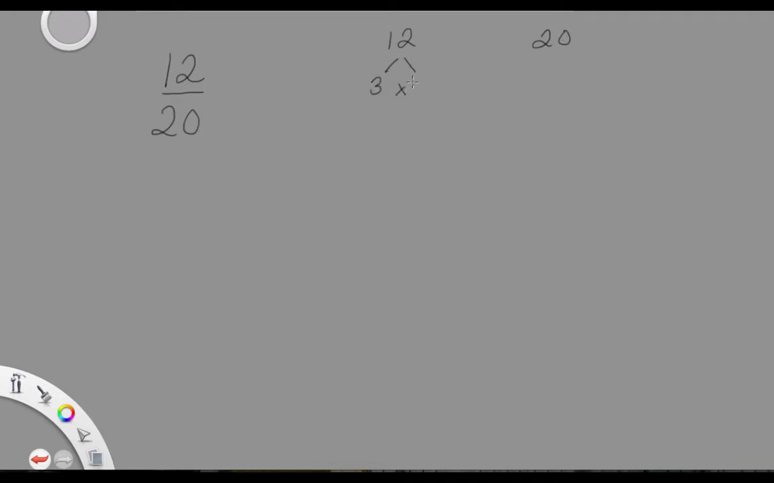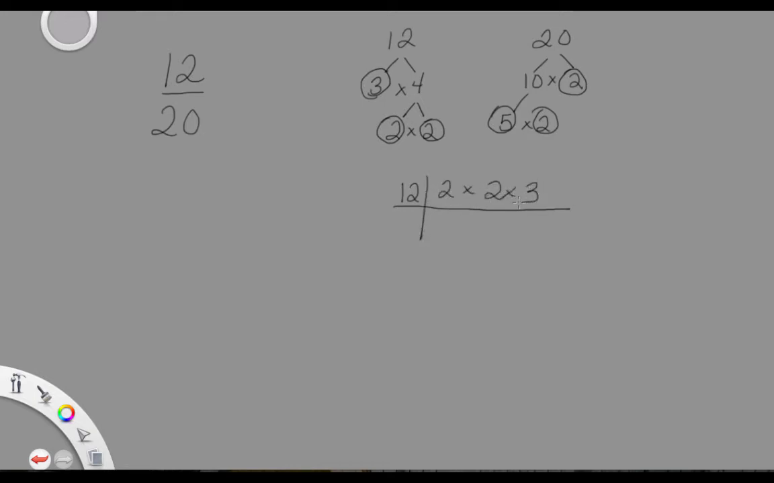12 can break apart into 3 times 4. We know that 3 is prime, but 4 breaks apart into 2 times 2. 20 can break into 10 times 2. 2 is prime, but 10 can break into 5 times 2. So that means our prime factors for 12 are 2 times 2 times 3, and our prime factors for 20 are 2 times 2 times 5.